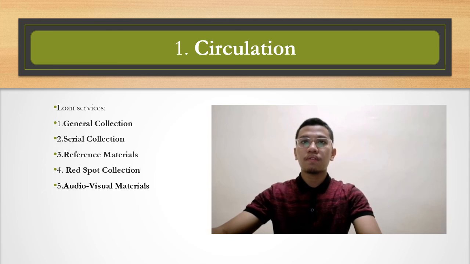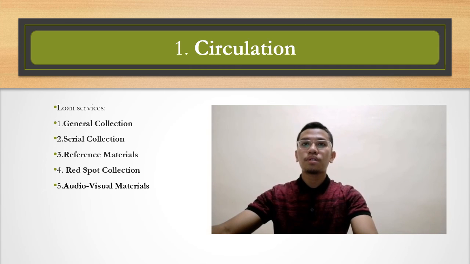First, UPM staff. Loan eligible for 30 copies, for about 16 days. For lecturer, also the same. For UPM students, loan eligible 20 copies and period 30 days. And external member, loan eligible 20 copies of general collection and only for 14 days.